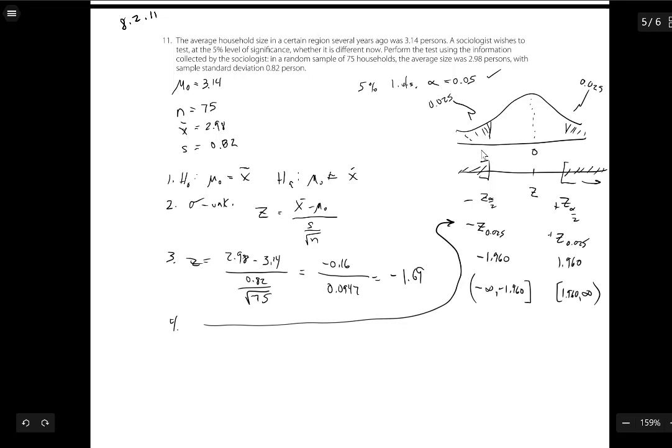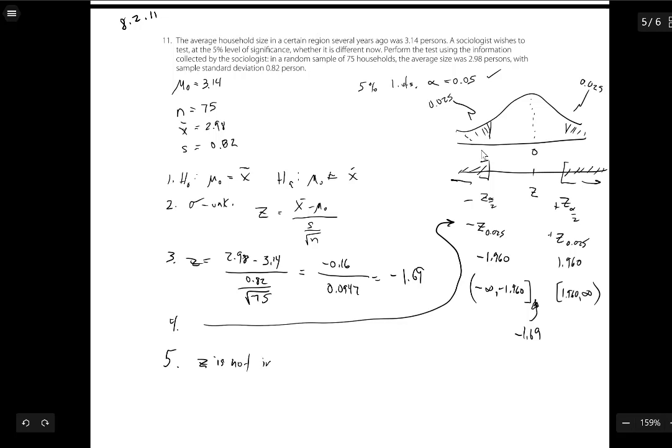Great, so we go down to number 5. What we're going to do is compare the z statistic that we calculated in number 3, the actual value for this sample. The z there was minus 1.69, so our minus 1.69 falls in this area. It does not fall inside the rejection zone, so we don't have enough information to reject. So our z is not in the rejection region.